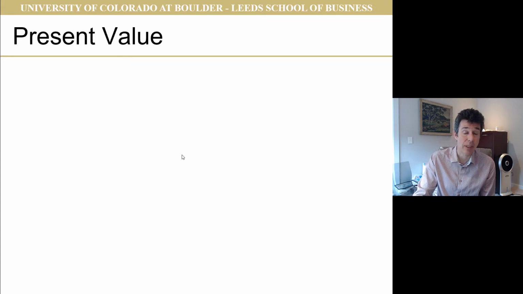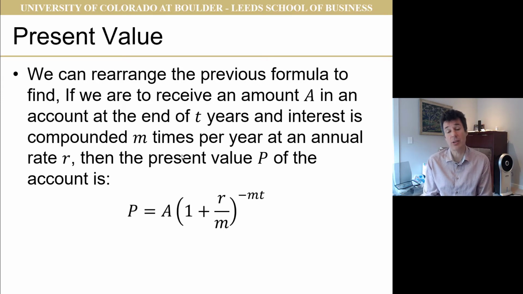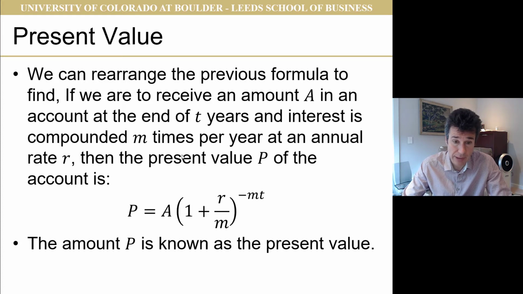Now, again, we had the future value equation, and we can rearrange it and turn it into a present value equation. P is known as the present value, so P equals A, the amount we're going to receive in the future, times 1 plus R over M to the power minus MT. Equivalently, A divided by 1 plus R over M to the power MT. So P is known as our present value.